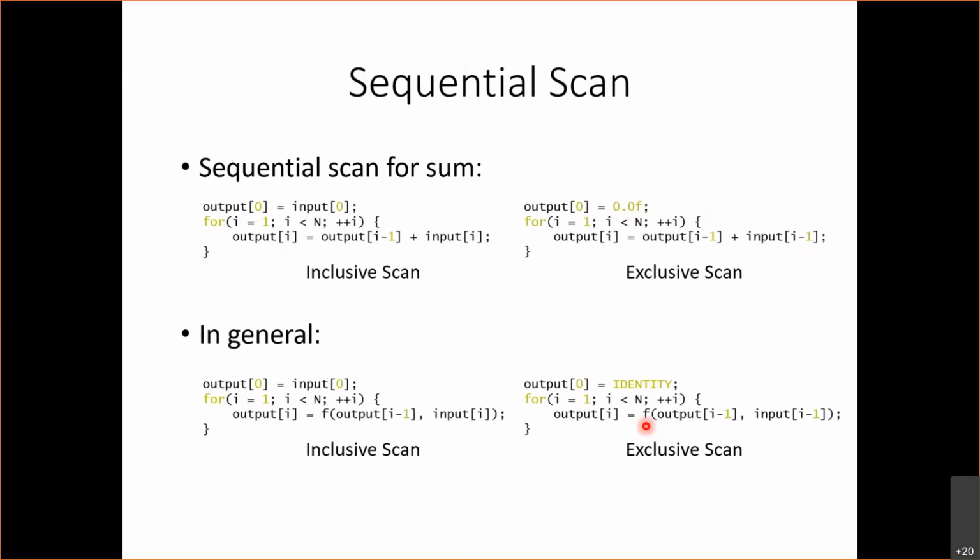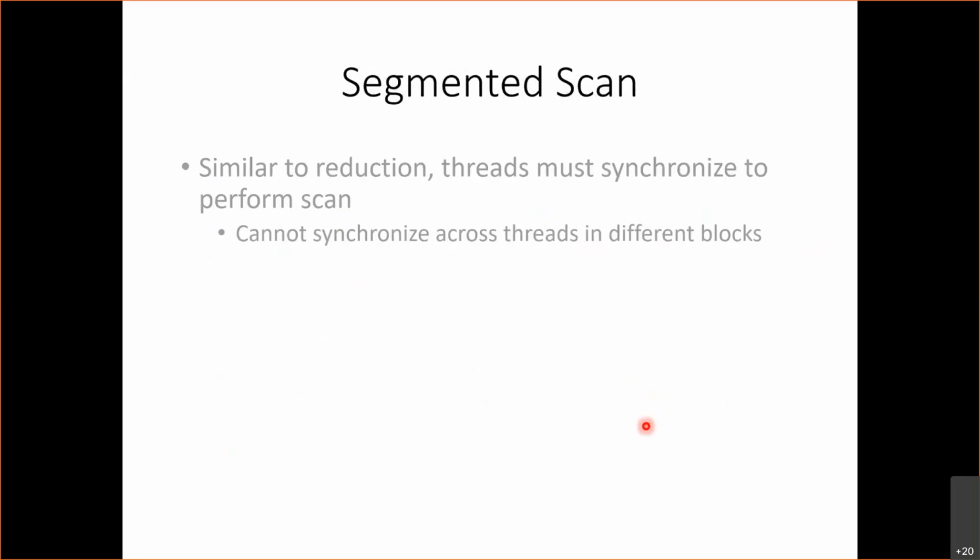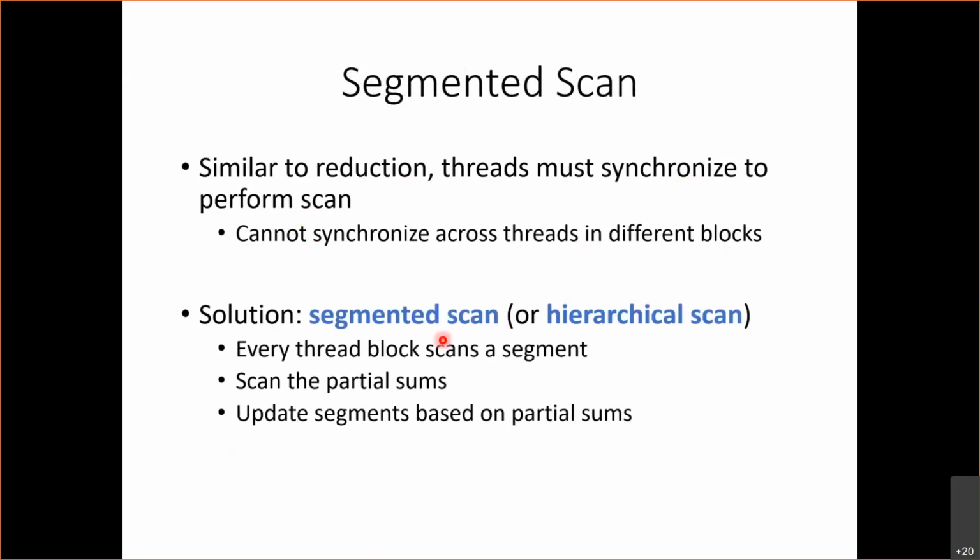So similar to reduction, when we do scan in parallel, we're going to have to synchronize across threads. And because we need to synchronize across threads, we can't do a global scan across the entire GPU. So we typically do a segmented scan. Threads must synchronize to perform scan, and we cannot synchronize across thread blocks. So the solution is to use a segmented scan. The textbook also refers to this as a hierarchical scan, where every thread block scans a segment, and then we scan the partial sums, and then we update the segments based on the partial sums.